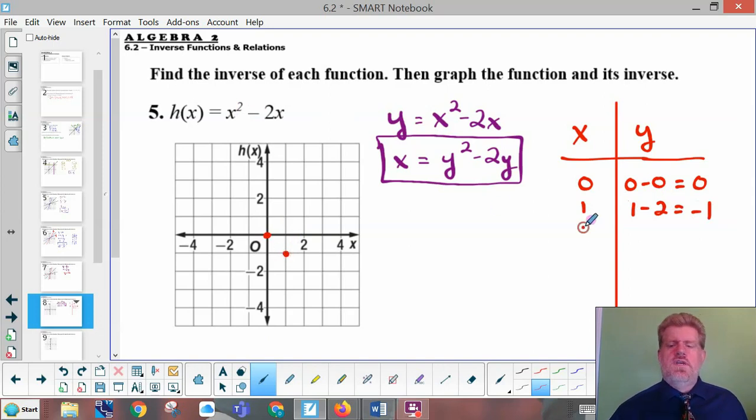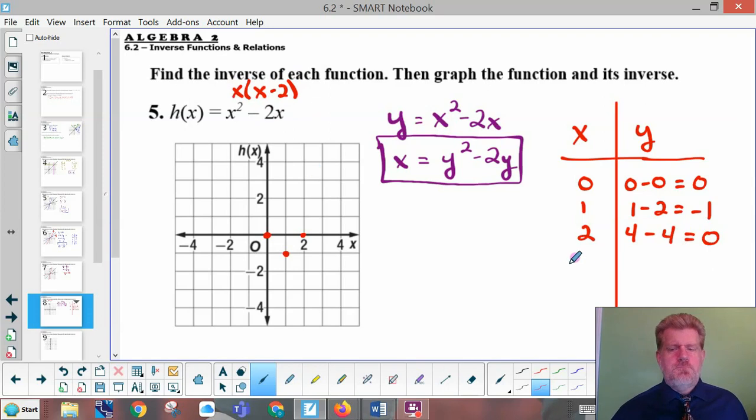All right, let's pick 2. 2 squared is 4. 2 times 2 is 4. Oh, we get the point 2, 0. Now some of you are thinking, couldn't I just factor the x out of there and know that my zeros were 0 and 2? Yeah, you could have.